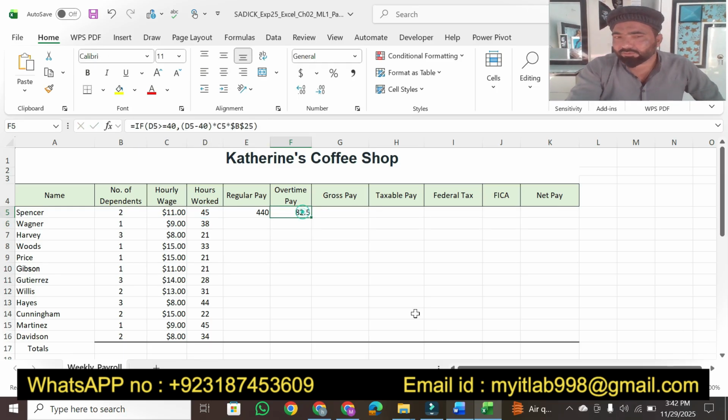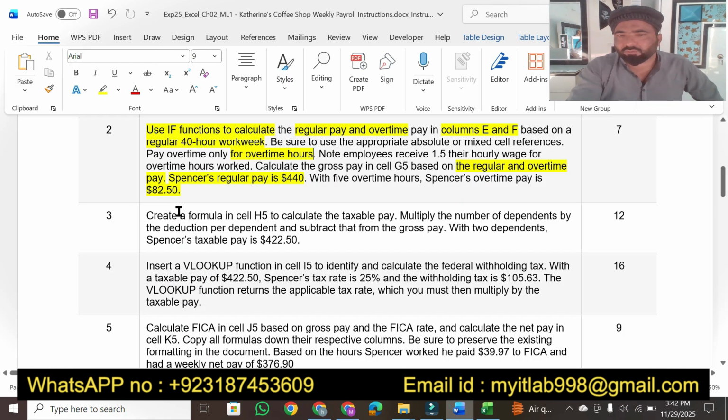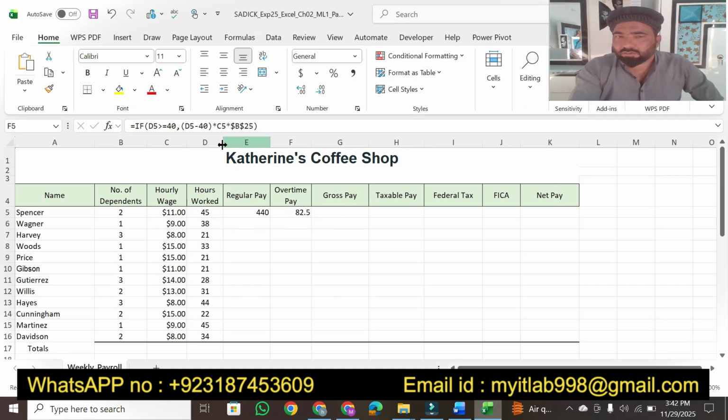Now you may compare this answer with this one. Yes, so we are now going exactly 100% right. Yes, so question number 2 is done. In question number 2, after reading the instruction, we get the idea that we have to use the IF function to calculate regular pay and overtime pay in column E and F based on a regular 40 hours worksheet. So be sure to use appropriate absolute or mixed cell references. Pay overtime only for overtime hours. So we just read the instruction carefully, then we can solve column E, or we call that question number 2 part A and B.